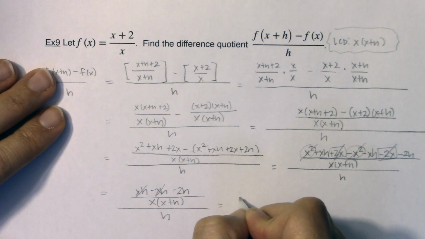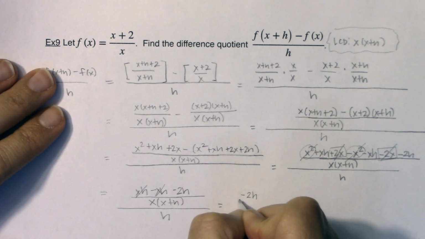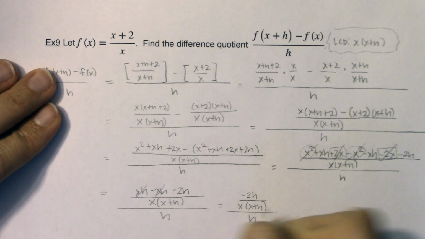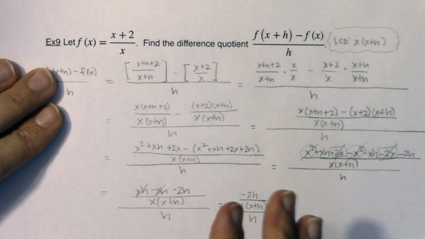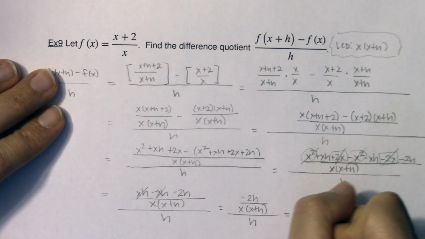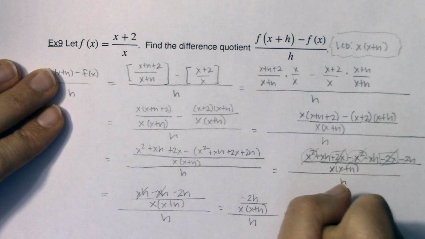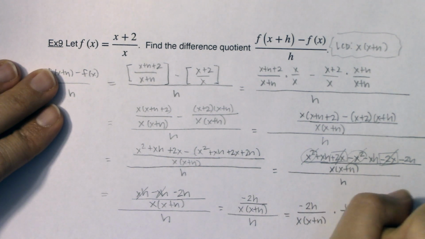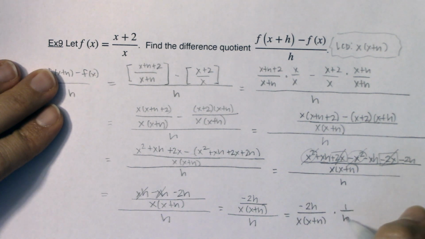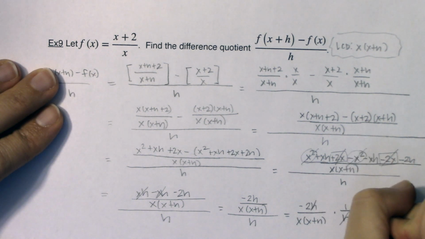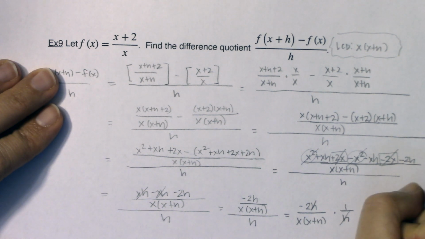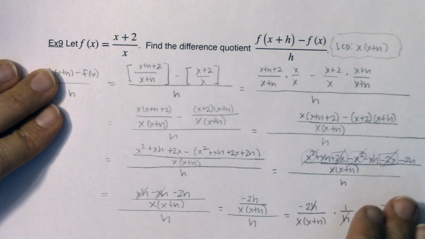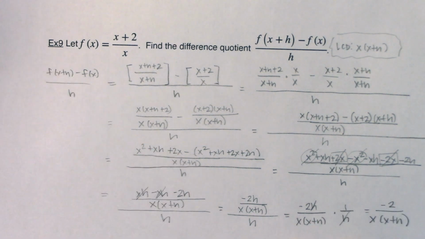So let me collectively see, we've got negative 2h over x plus h, and then I've got another h here. So dividing by h is like multiplying by 1 over h, so I think one more thing is going to cancel. Negative 2h over x plus h times 1 over h, and then, yep, these are going to cancel, so ultimately this leaves me with negative 2 over x times x plus h. All right, so that is my end game answer. That is my difference quotient.